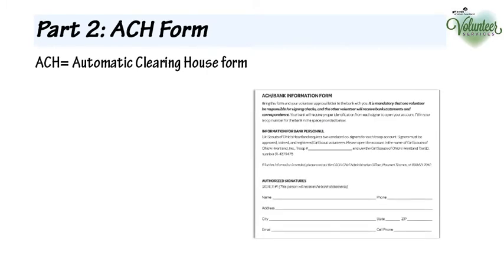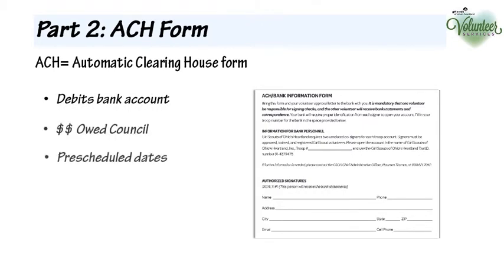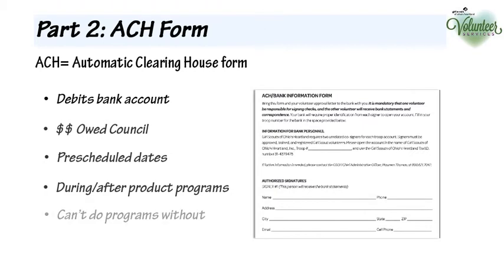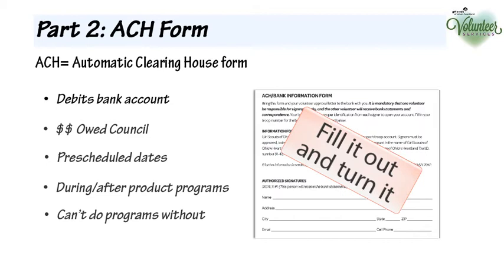While you still have the second signer with you, now is a good time to fill out the ACH, or Automatic Clearinghouse, form. It's used to automatically debit the troop bank account from money owed to the council on pre-scheduled dates during the fall product or cookie product programs. Just remember this: you need to have the ACH on file at council to take part in either of the product programs. So make it easy on yourself and get it filled out and turned in right after you open your bank account.